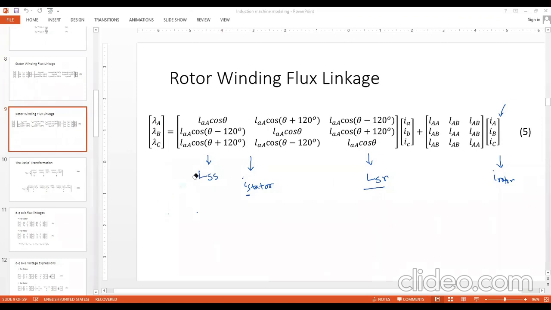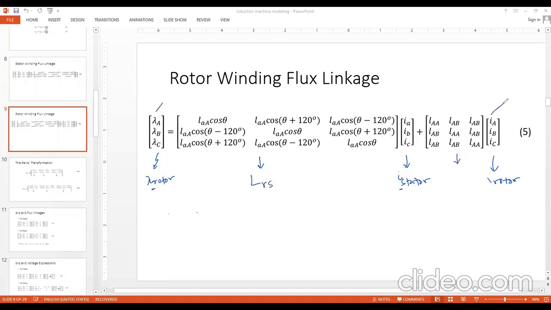So this is now lambda rotor, the leftmost column is the lambda rotor, that's the rotor flux linkage expression. This is again I stator. This is I rotor. So this should be L rotor to stator, so LRS, and this is simply rotor to rotor. So this should be LRR. And interestingly, again, this LRS is simply the LSR. No difference. Okay. So this is where we stopped in the last class.